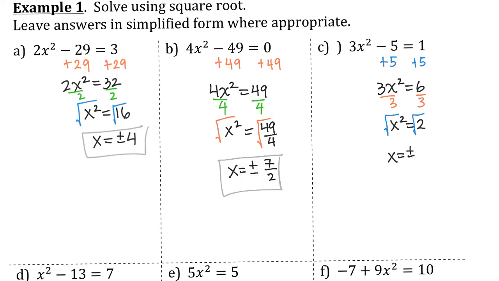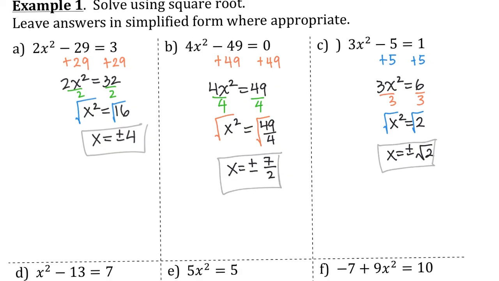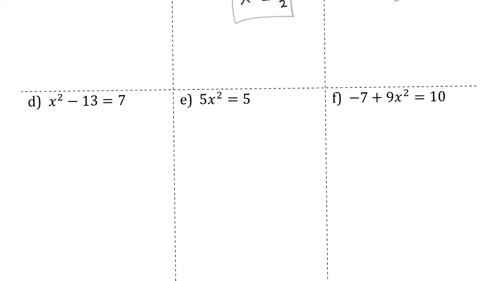Okay, positive, negative. The square root of 2 is irrational, so I'm going to leave it as positive square root 2, negative square root 2. It's okay to get irrational answers. Okay, x squared minus 13. I'm going to add the 13.